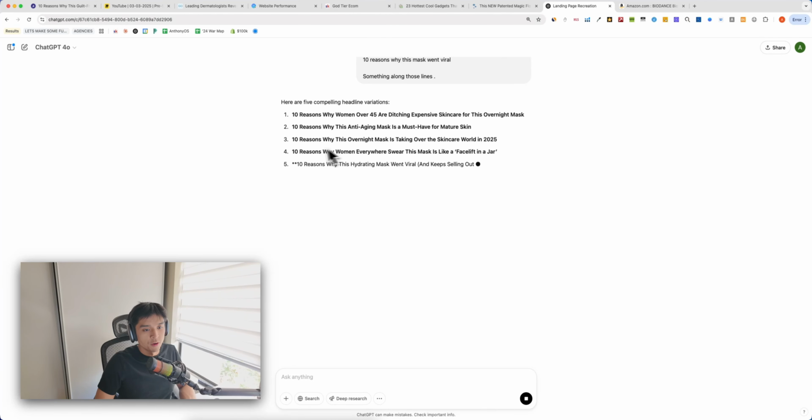Oh, that's beautiful. These two right here are golden. Okay, 10 reasons why this hydrating mask went viral and keeps selling out. I really like that one. And then 10 reasons why women everywhere swear this mask is like a facelift in a jar. I would actually take this one and combine it with this one and go 10 reasons why women over 45 swear this mask is like a facelift in a jar.